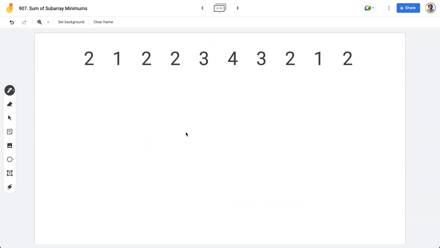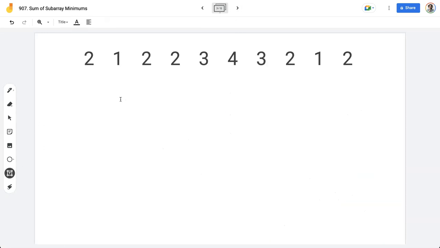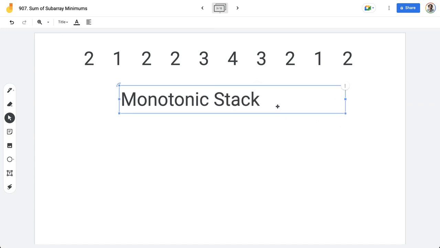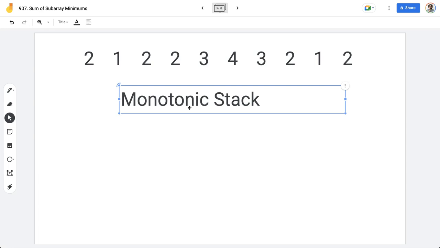Okay, to solve this problem, the first is smaller on the left, the first is smaller on the right, the first bigger on the left, the first bigger on the right, you should use some data structure, which is called monotonic stack. And before recording this video, I really thought, how could you solve this problem without having some prior knowledge of this monotonic stack? And I couldn't find an answer, to be honest.